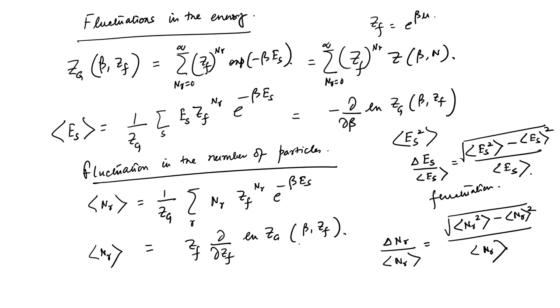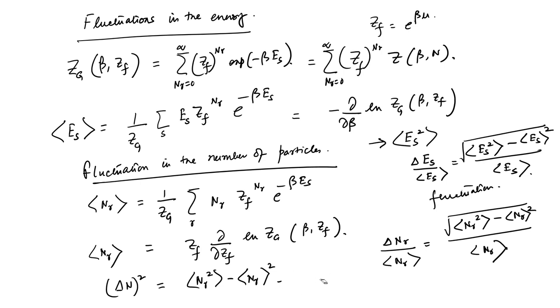NR square average, you know how to calculate it. You take a double derivative with respect to the fugacity of the grand canonical partition function. Similarly, you can also calculate how to get this ES square average, which is taking a double derivative with respect to beta. Okay, so these are the average quantities, and if you really want to know the number fluctuations, that can be obtained, and which is simply equal to NR square average minus NR average square, and this is equal to 1 over beta square del del mu.